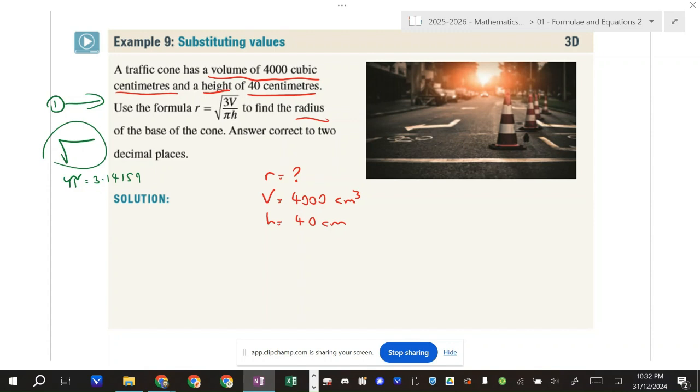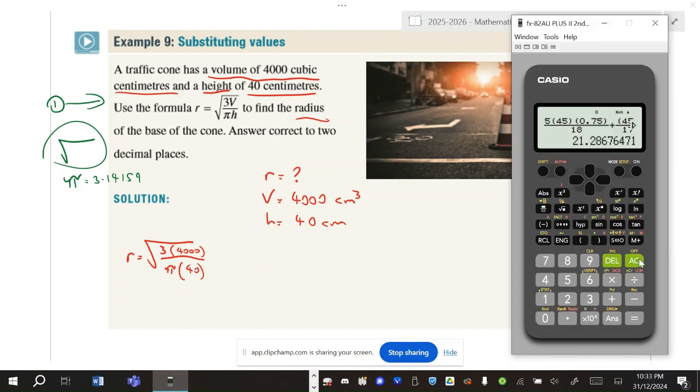So our formula is R equals square root of 3V over pi h. We have these values, so we're now substituting in. So we've got R equals square root of 3 times, and I'm going to put it in brackets, 3 times 4,000 over pi times h, which is 40. So that is what we're going to put in, which is pretty straightforward. We're then going to use our calculator to solve it.